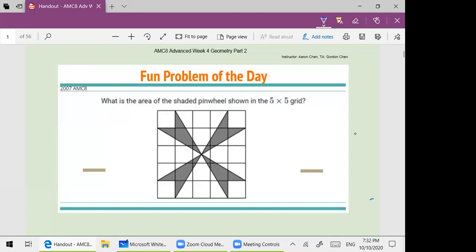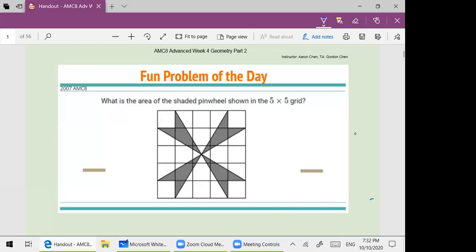Okay, I'll start explaining this problem now. So the shaded area equals the entire area minus that of the white area.